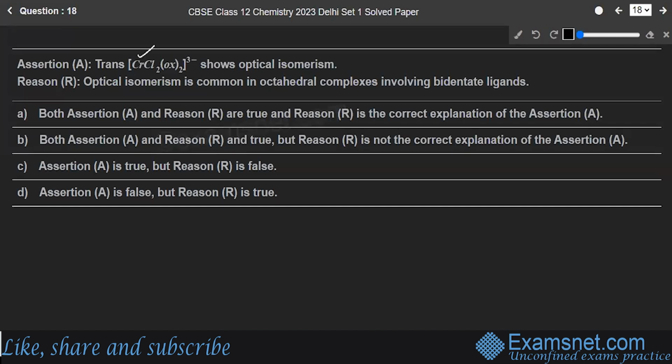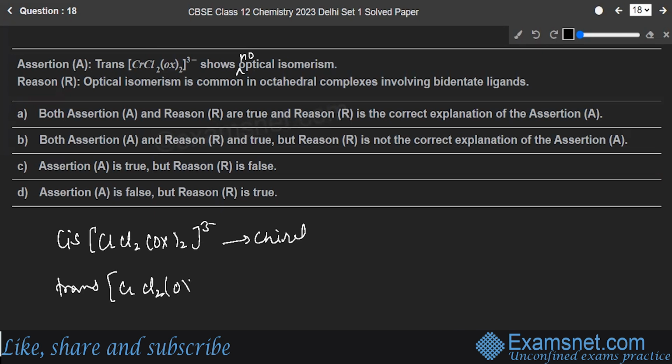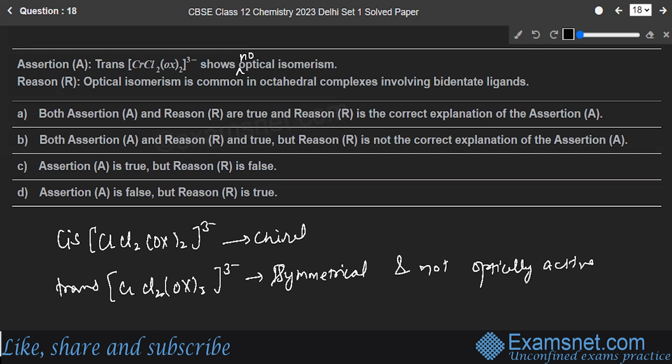Question number 18, assertion says trans CrCl2(ox)2 3 minus shows optical isomerism. No, this doesn't show optical isomerism. This is incorrect. Optical isomers are mirror images that cannot be superimposed on each other. Therefore, cis CrCl2(ox)2 3 minus is chiral, and trans CrCl2(ox)2 3 minus is symmetrical and not optically active. Therefore, the assertion is wrong. And let's look at the reason. It says optical isomerism is common in octahedral complexes involving bidentate ligands.